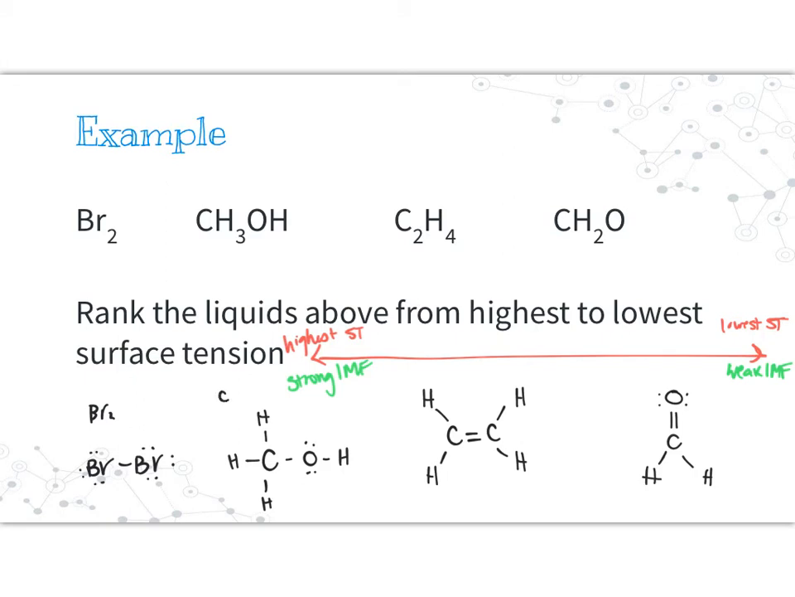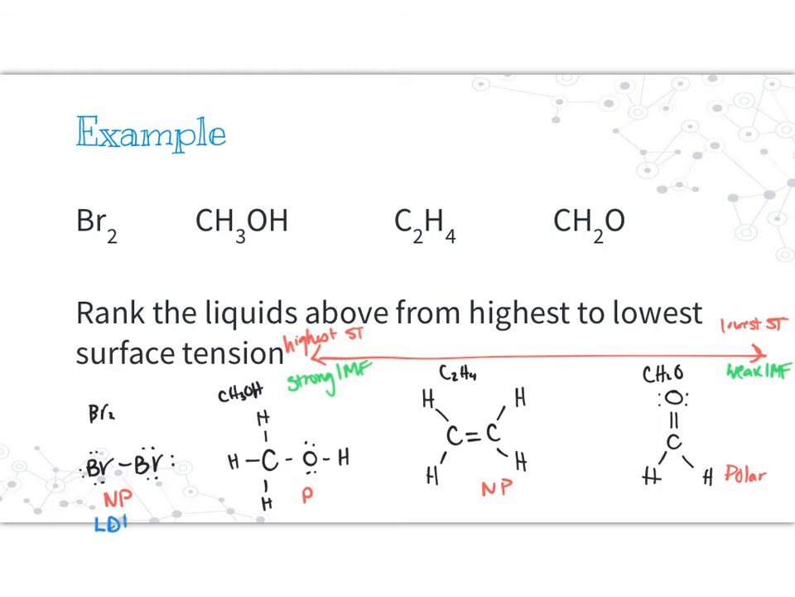All right, so we have all of our compounds drawn now, and we're going to decide if they're polar or nonpolar. So because bromine is bonded just to bromine, the difference in electronegativity is 0. This is a nonpolar molecule. CH3OH is polar because of this oxygen. C2H4, just carbons and hydrogens, is nonpolar. And CH2O is polar because of the C to the O here. With that, let's assign some forces.